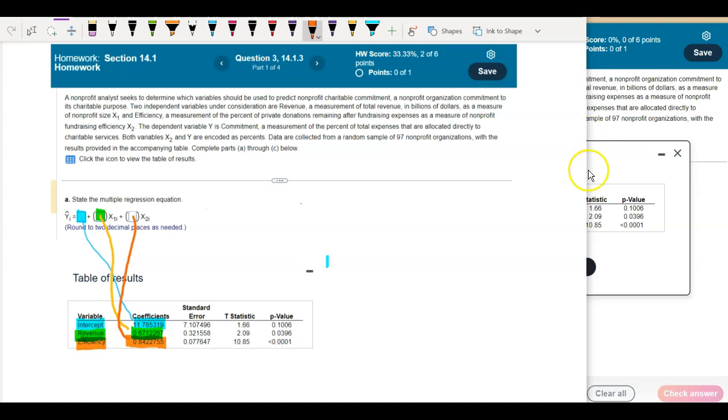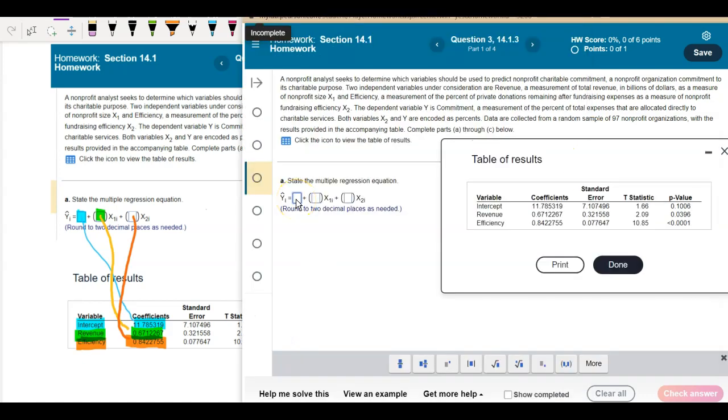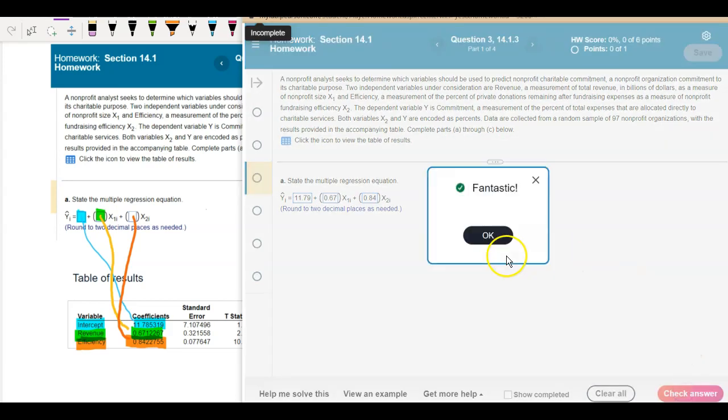Okay, so let's input it. The y-intercept, we want to round to 2 decimal places, so it's going to be 11.785, which is going to be 11.79. The second one is 0.671, so 0.67 should be enough. And the third one should be 0.842, so 0.84. Right, let's check the answers.